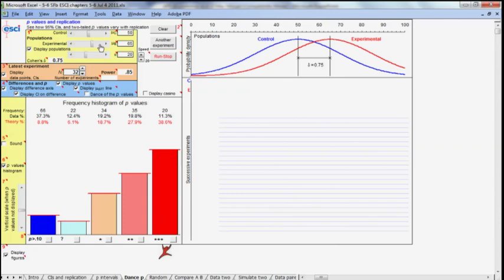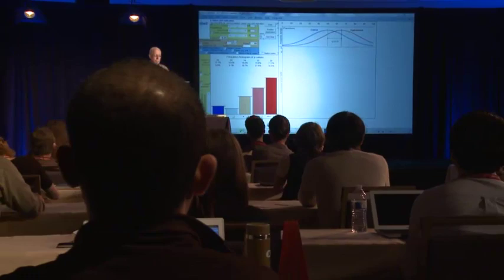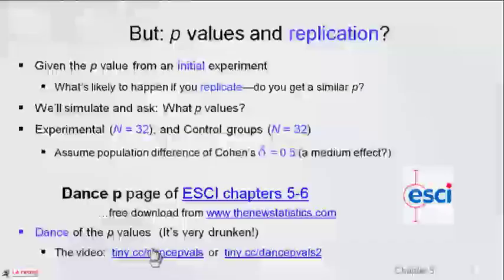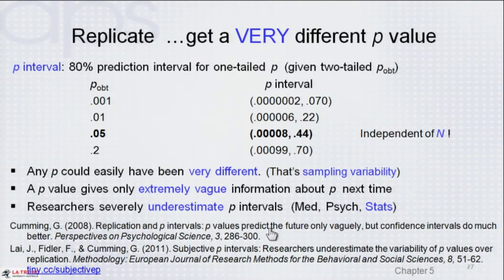But the important conclusion is that for any situation, we have a very wide range of p-values. There's great uncertainty in P. So let's go back here. The dance of the p-values is very drunken, very wide. There are two YouTube videos that demonstrate this. If you replicate, the sort of interval you need is not 0.406, but it is as wide as 0.008 to 0.44. And there's a paper here about these p intervals.